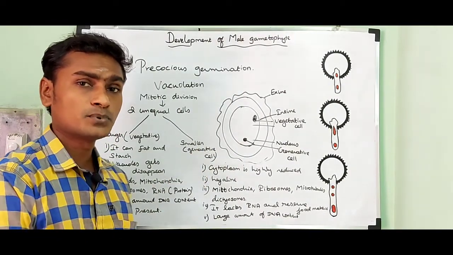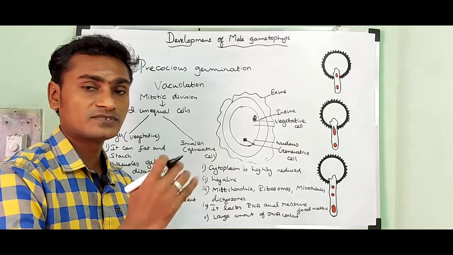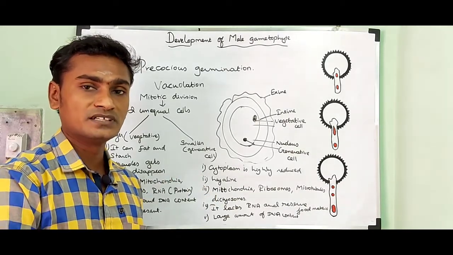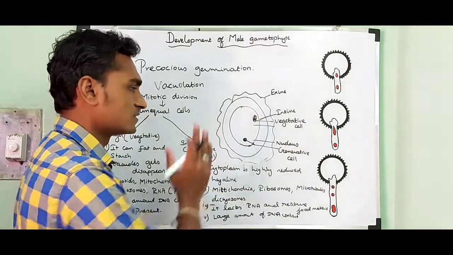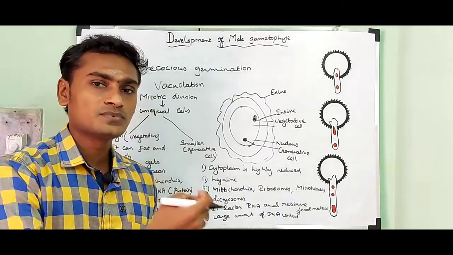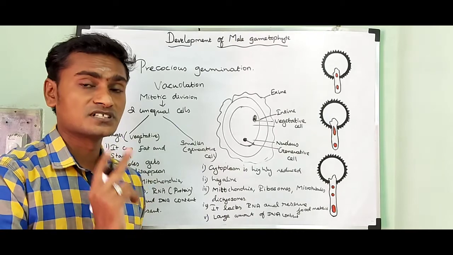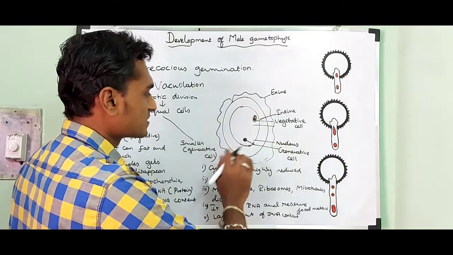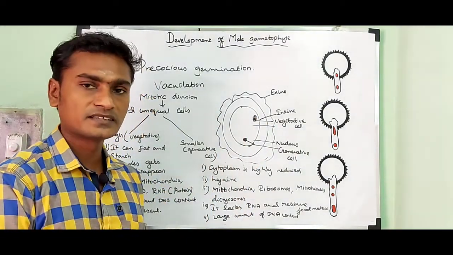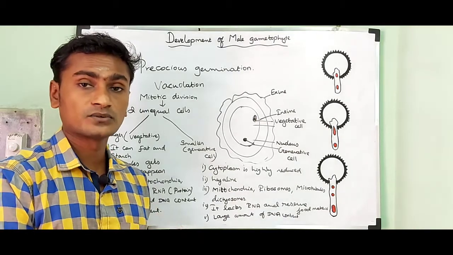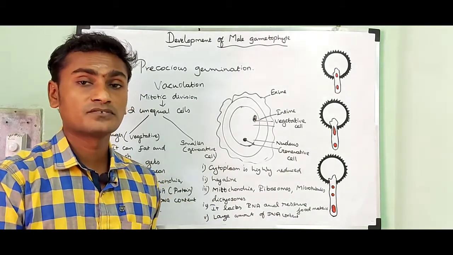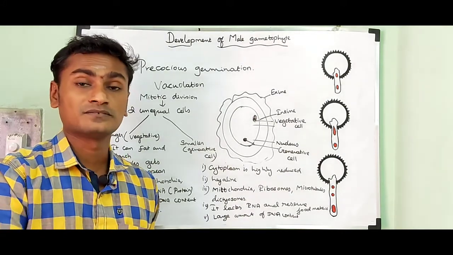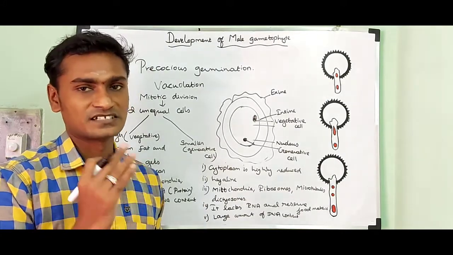Then the pollen grains are shed from the anther usually in the two-cell stage. When the pollen grain is shed from the anther, it is in the two-cell stage. That means when the vegetative cell and generative cell are present, the pollen grain is released from the anther, okay? The further development of pollen grain takes place when it reaches the stigma.